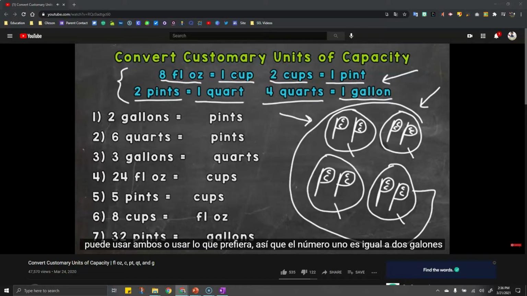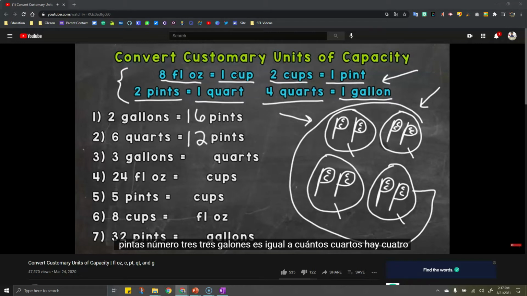So number one, 2 gallons equals how many pints? So the first thing we need to do, how many pints in 1 gallon? So if we take a look, we have 8 pints in 1 gallon. So that means there's 16 pints in 2 gallons. So 2 times 8. Number 2, 6 quarts equals how many pints? So in each quart, there are 2 pints. So we want 6 of those. So 6 times 2 gives us 12 pints.